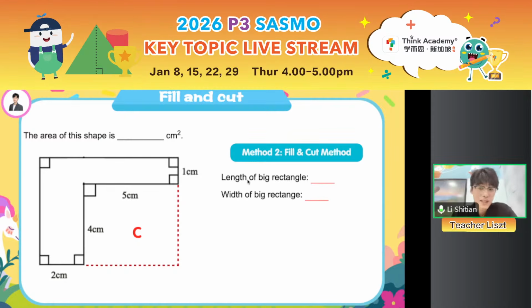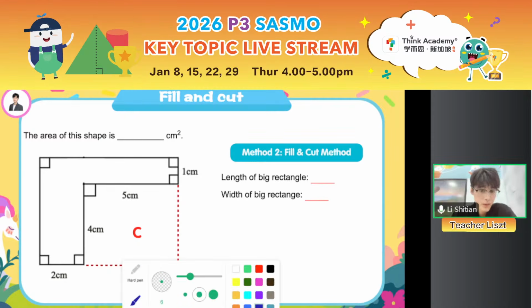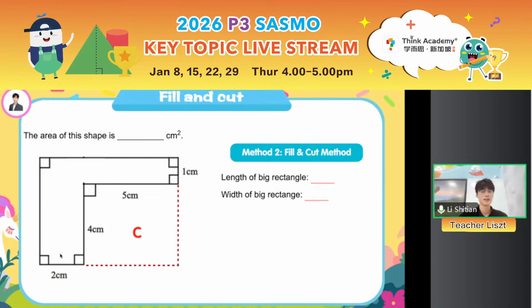What is the length of the big rectangle? What is the length of it? Is it 2? No, right? Because for this one, it is 2. But for this one, it is 5, right? So actually, how long is it? It is 5 plus 2 equal to 7 centimeters, right?